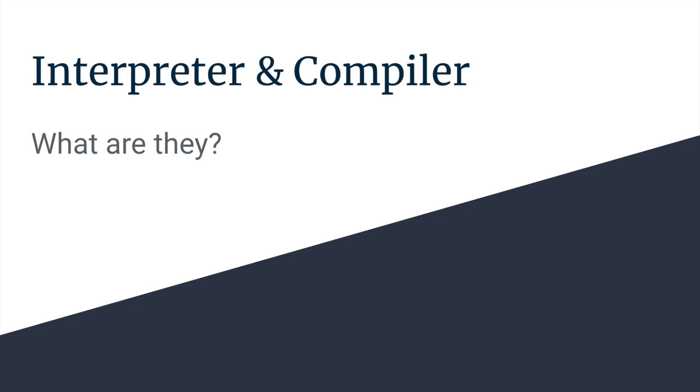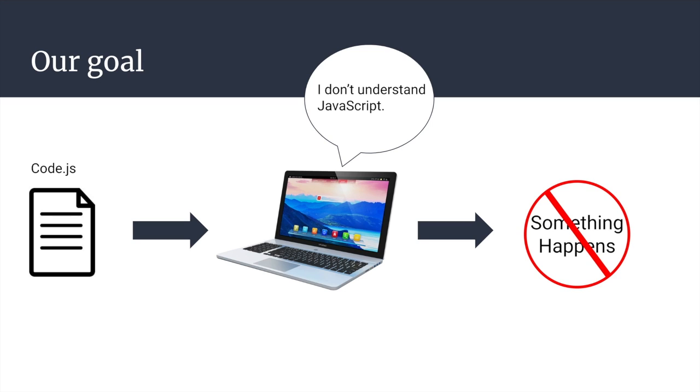In this video, we're going to be talking about interpreters and compilers. What are they and how do they differ? So when we talk about interpreters and compilers, it's first noteworthy to mention what is the goal of an interpreter or compiler. You see, when we write code in any language, we need to convert it to ones and zeros for our computer to understand it.